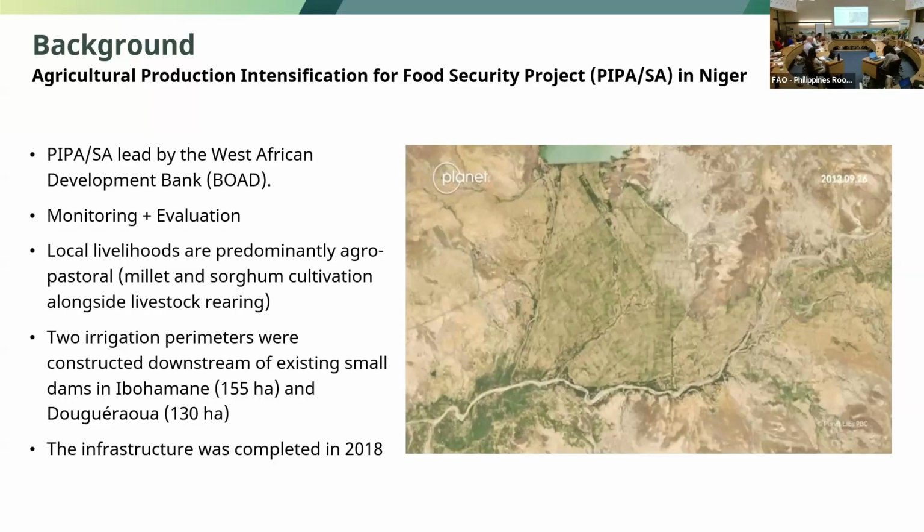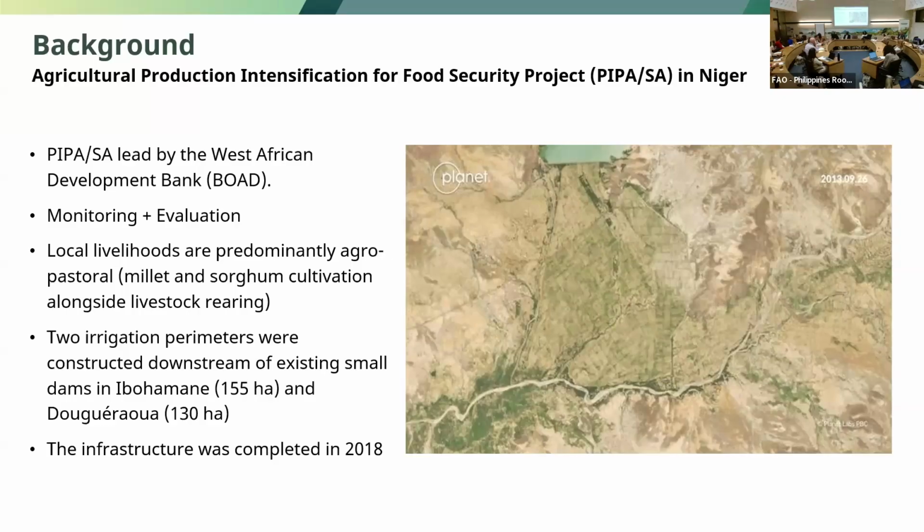What exactly was the intervention? In response to a severe food crisis of 2008, BOAD initiated the Special Food Security Program to support countries' efforts to develop the region's agro-pastoral potential and boost agricultural production. The intervention itself was a bundle of activities which included building of dune fields, planting improved seeds, small shrubs, etc. But today we're going to be focusing on two irrigation perimeters that were constructed downstream of existing dams.